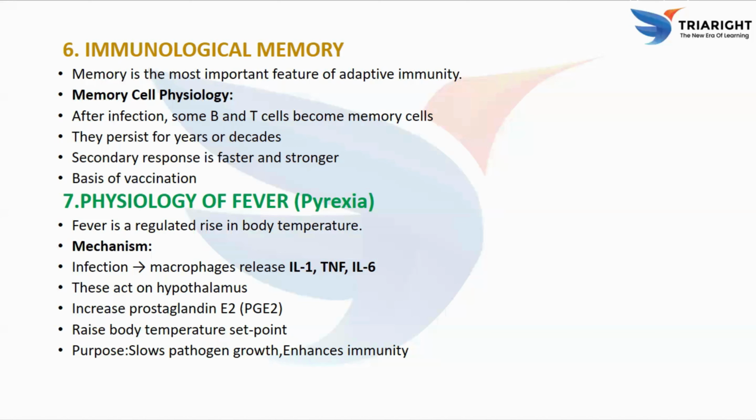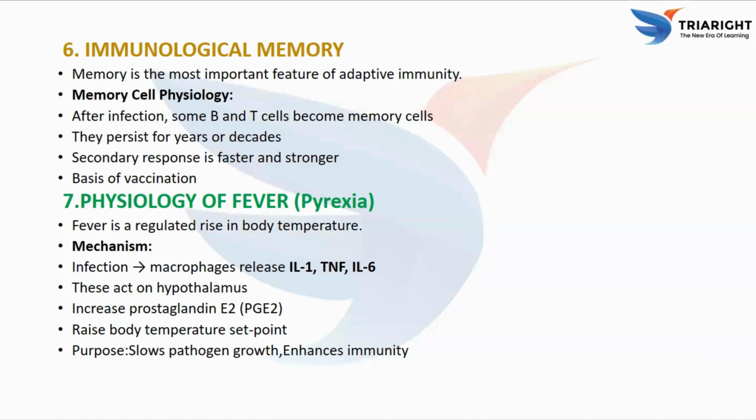And the secondary immune response is faster and stronger. The primary response is very slow and weaker, whereas the secondary response is very fast, within hours, and very strong. It has very high antibodies. So this is why you usually do not get severely sick with the same infection again.